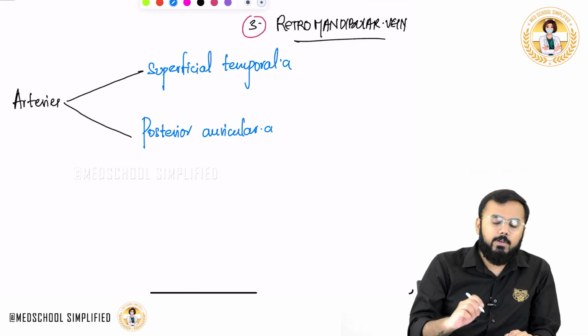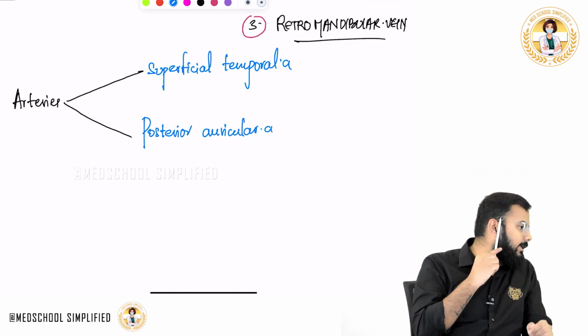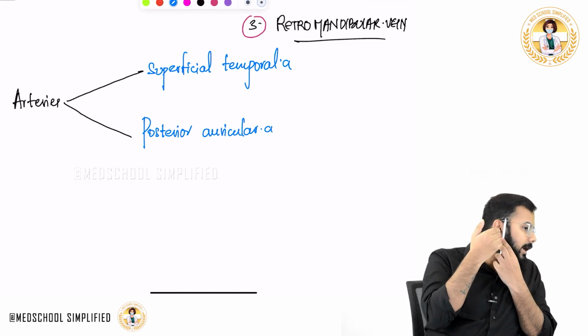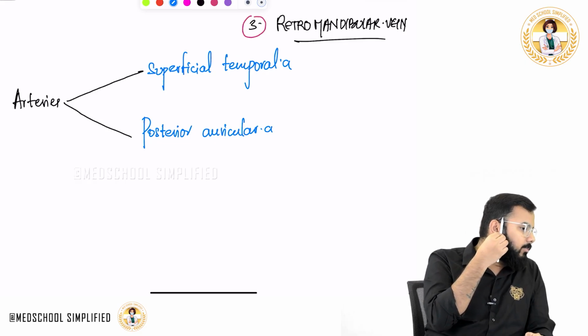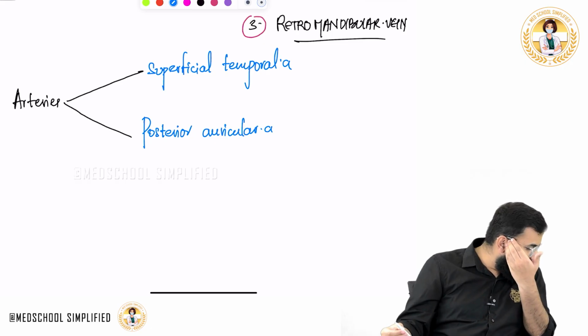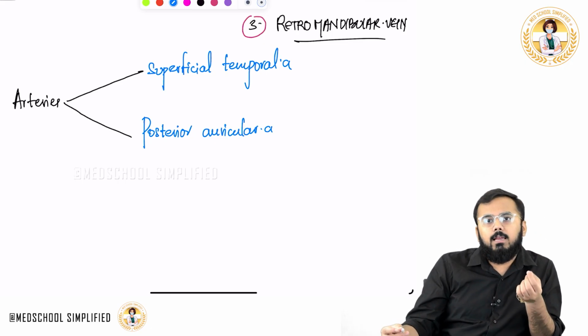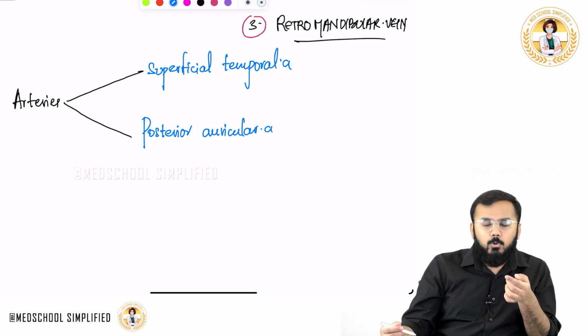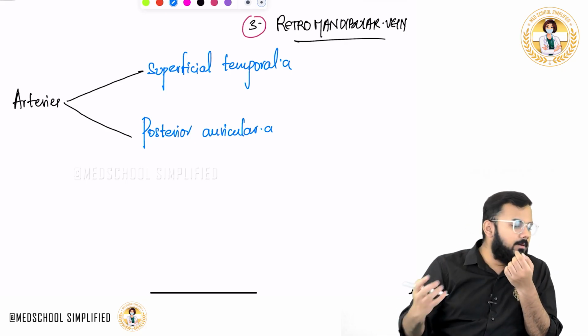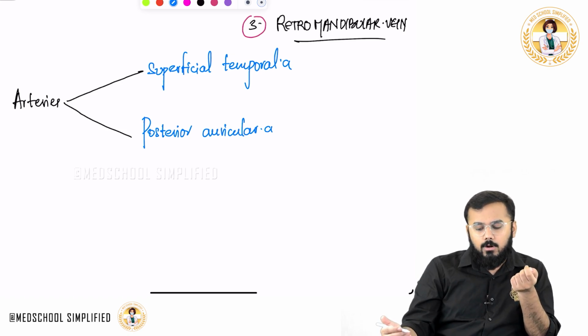Where is the superficial temporal artery? See, exactly here. It is present behind the mandible, in front of the ear. This artery is called the superficial temporal artery. If you want, you can put your fingers here and you can very clearly palpate that artery. Next, posterior auricular is the back of the ear. The artery at the back of the ear is the posterior auricular.